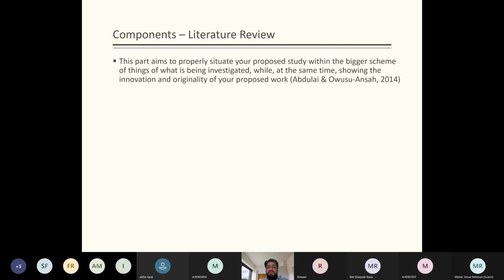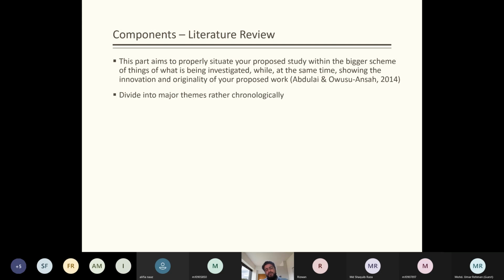One of the definitions is that this part aims to properly situate your proposed study within the bigger scheme of things, what is being investigated, while at the same time showing the innovation and originality of your proposed work. So you are basically trying to show where your research fits, what has been done, what you are trying to achieve, and the originality and innovation of your proposed work.